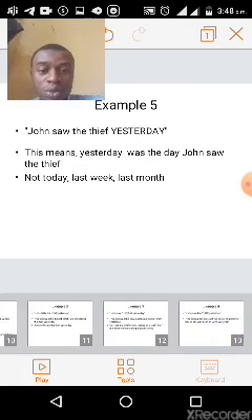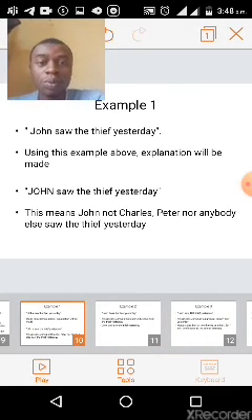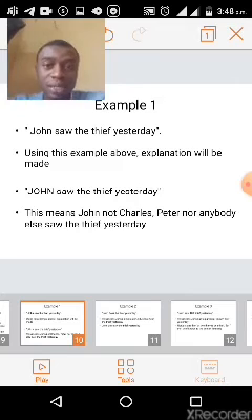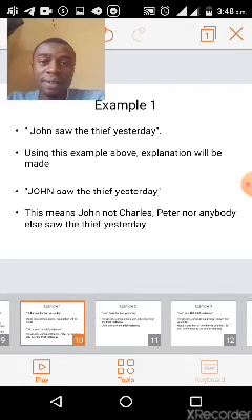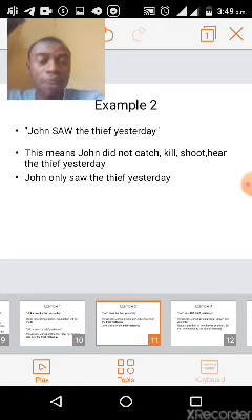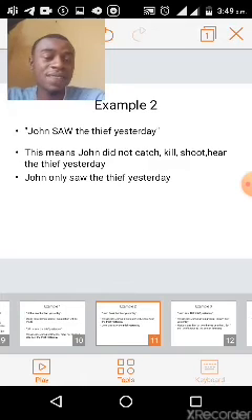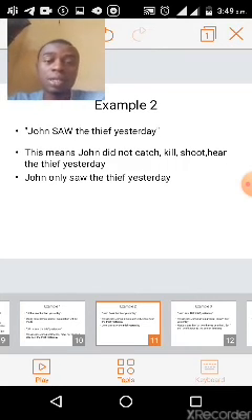So let's go back to the examples again. We have the first one. JOHN is written in capital letters to show that the person who saw the thief is being stressed, to show the emphasis on who saw the thief. John, not Samuel. Now the second example, John SAW the thief yesterday. The emphasis is on what John did. He saw the thief. He didn't shoot the thief. He didn't catch the thief. He didn't kill the thief. He didn't hear the thief. He only saw the thief.